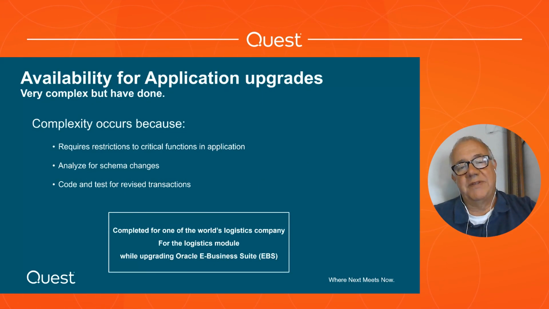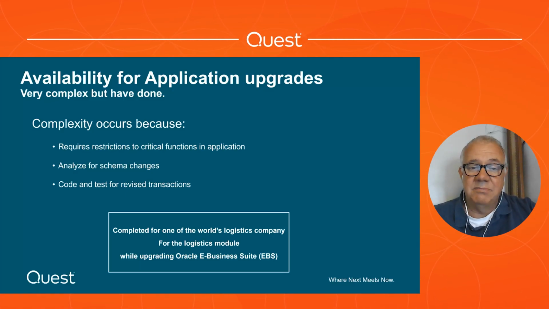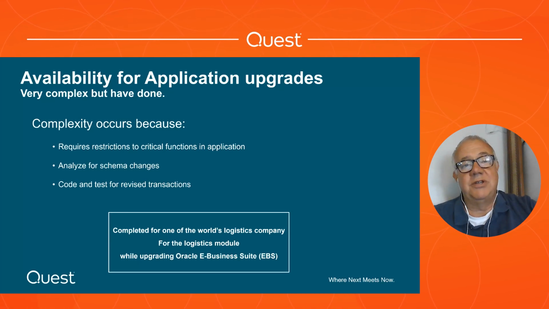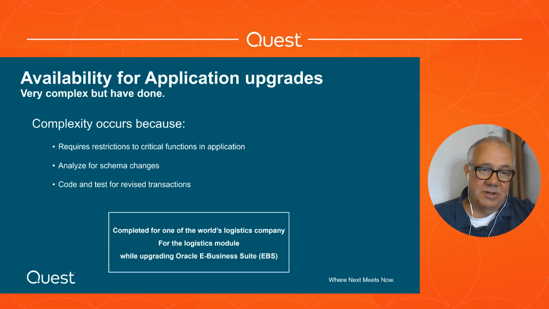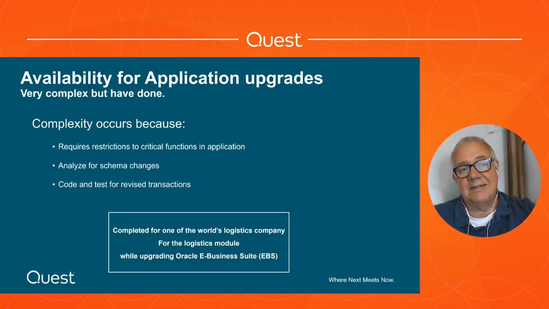Availability for application upgrades. We have helped companies maintain availability while they've upgraded their main business application. Now, this is complex, but it can be done. One of the things you need to do is to restrict the business to only the critical functions in the application. So it's not going to be business as usual. It's only going to be those transactions which are critical. You'll need to analyze the schema changes as well as any underlying logic that goes along with them, and then code and test PL/SQL routines for these revised transactions, which have changed with the new version.